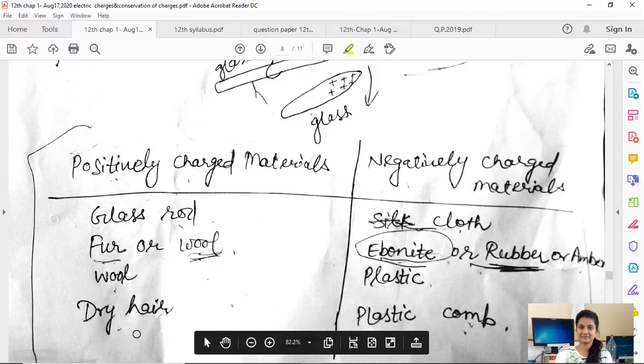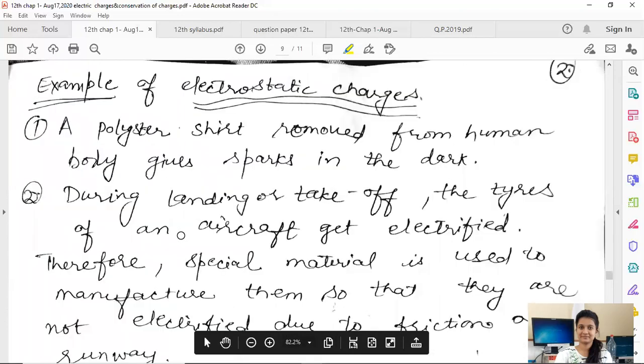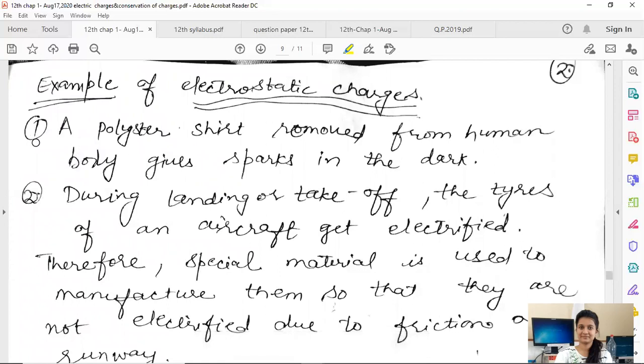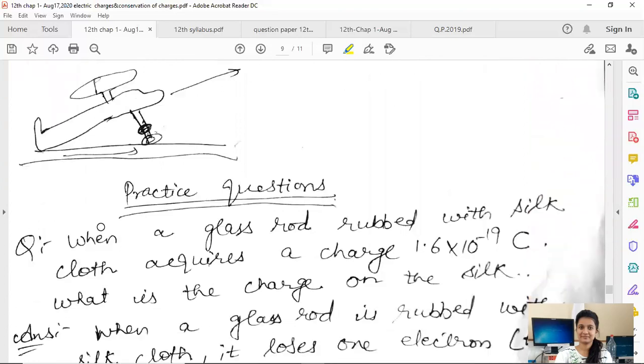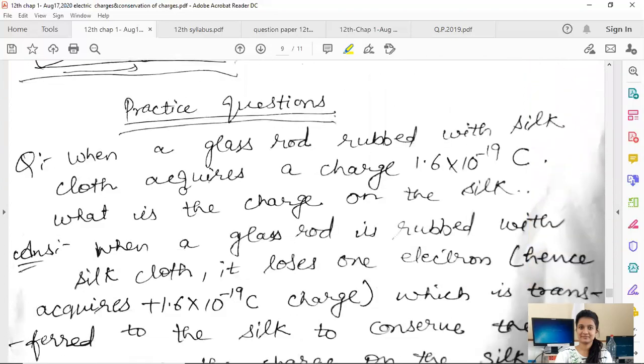The next example is dry hair and a plastic comb. The plastic comb becomes negatively charged due to the gain of electrons, and dry hairs become positively charged due to removal of electrons. So the example we have discussed, a polyester shirt removed from the human body, gives sparks in the dark. Now here is a practice question for you.